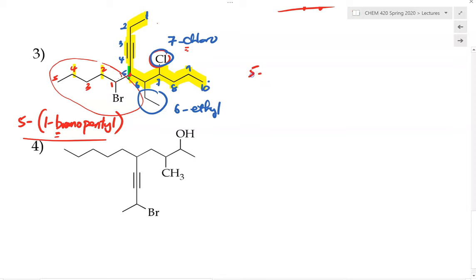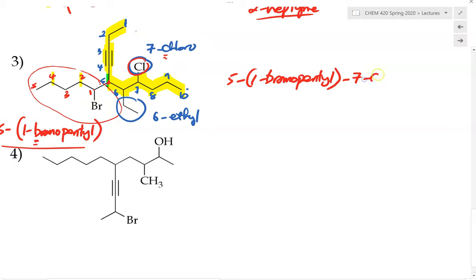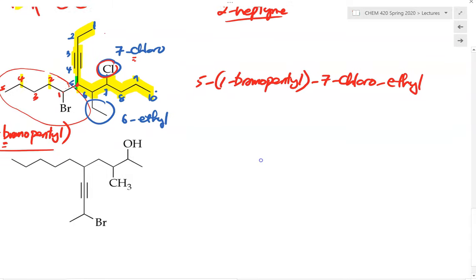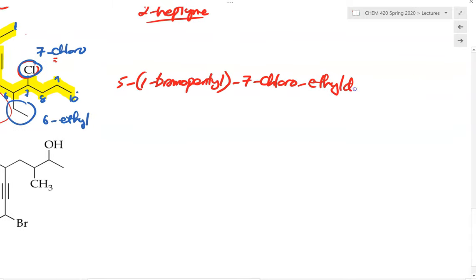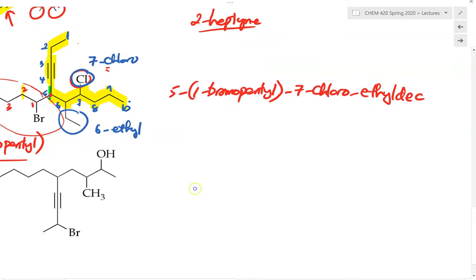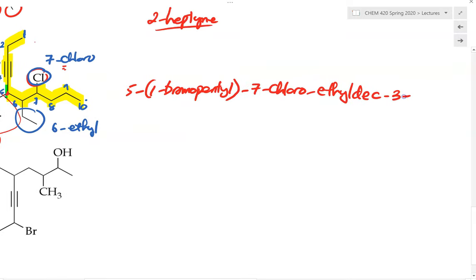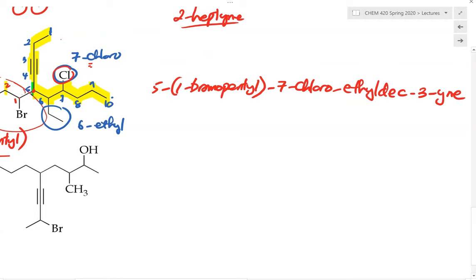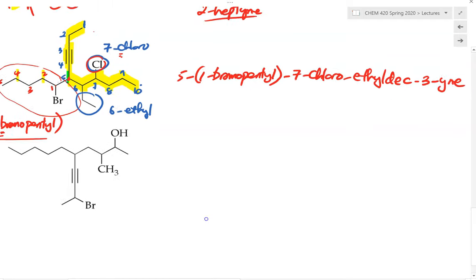So in this case, it would be 5, followed by 1-bromo pentyl, followed by 7-chloro, and then 6-ethyl. And now this is 10 carbon long, so therefore it will be dec, followed by carbon number 3, and then followed by the suffix, yne. So there it is. That would be the systematic name of this molecule.